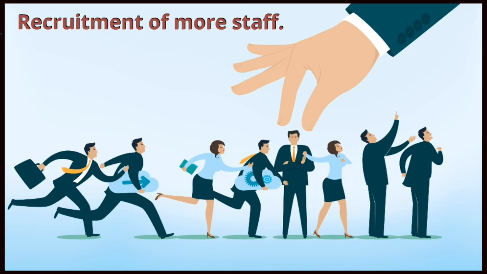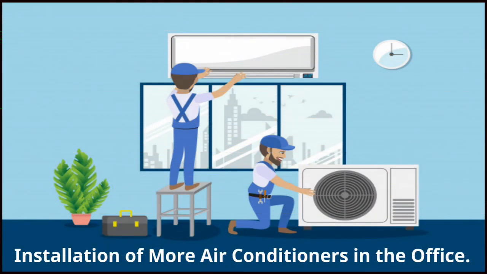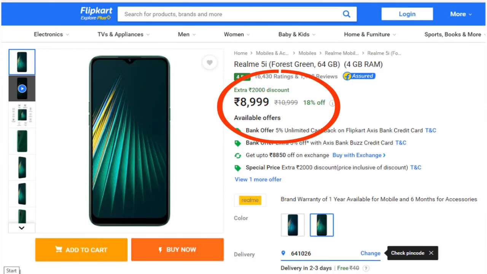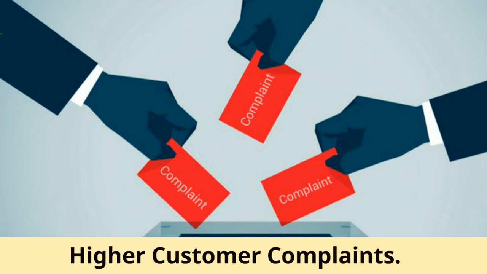If the fixed cost of the company increases due to recruitment of more staff, or due to the higher travel cost of executives, or due to installation of more air conditioners in the office which increased the electricity charges. These are only some examples. If the sales price of the product is reduced due to competition in the market, if the variable cost of the product increases due to higher rejections in the shop floor, or due to higher customer complaints, etc.